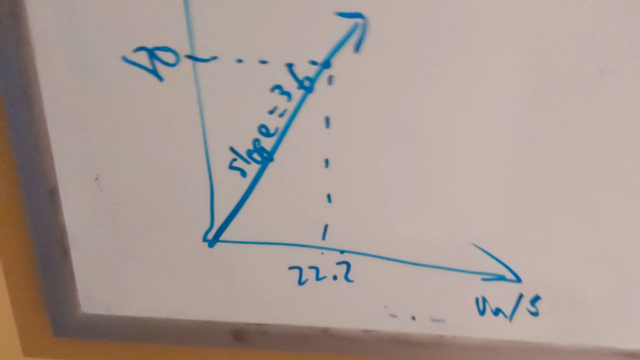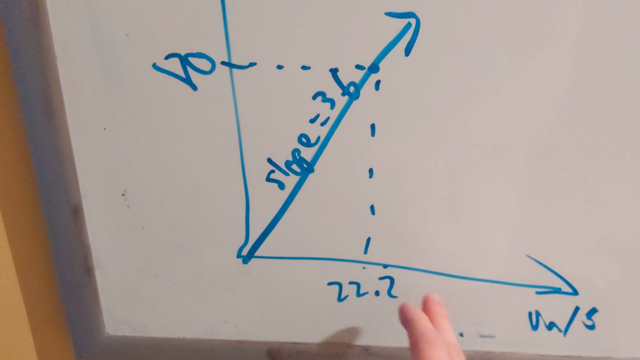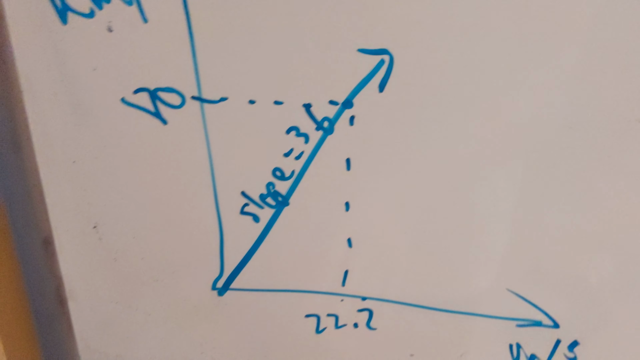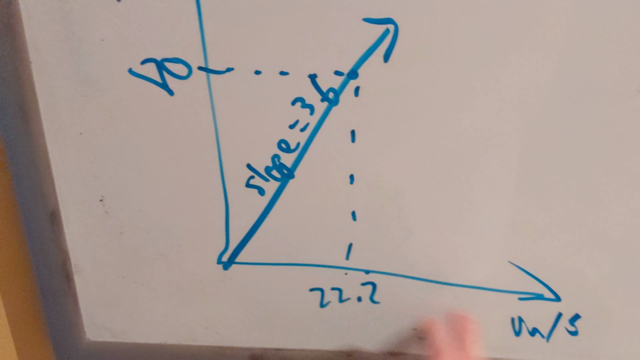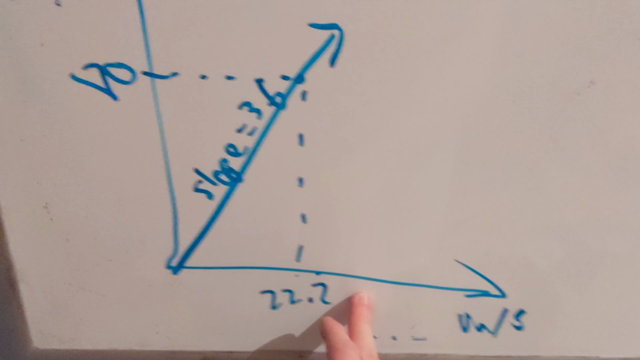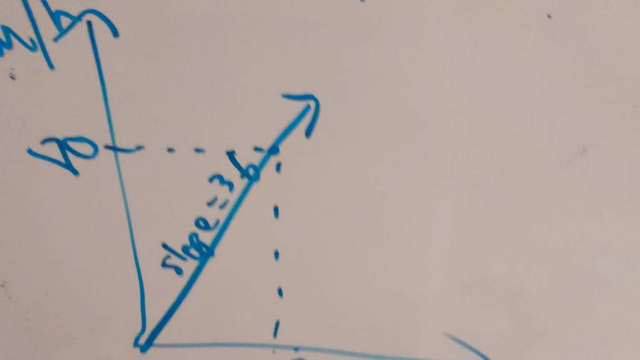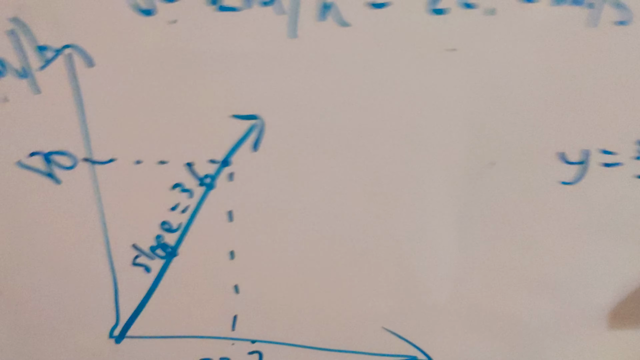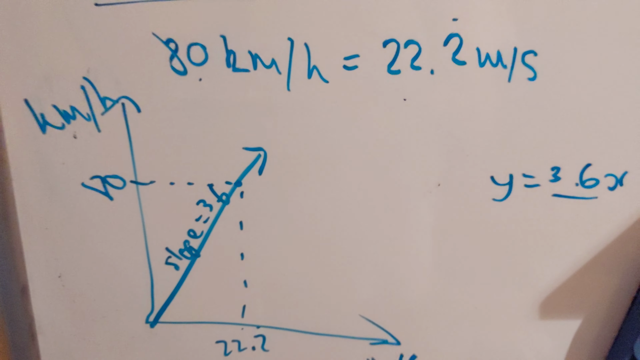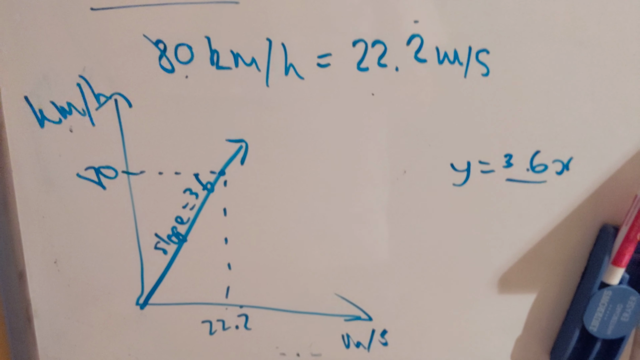And this is very convenient because we can just read off the graph. If it was drawn accurately, we could read off the graph for any particular value of meters per second and convert it to kilometers per hour, and vice versa, of course. So that was direct proportion, and next we'll be talking about inverse proportion.